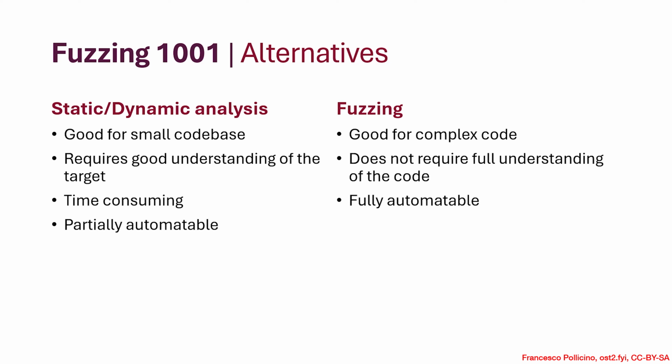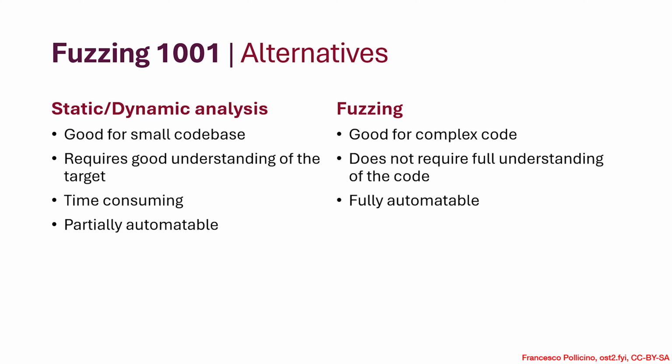Fuzzing, on the other hand, is ideal for complex or large systems. It doesn't require detailed knowledge of the code. Fuzzing tools automatically generate inputs and check for crashes or unexpected behavior, making it faster and more scalable. It is also fully automated, needing little or no human involvement once set up.